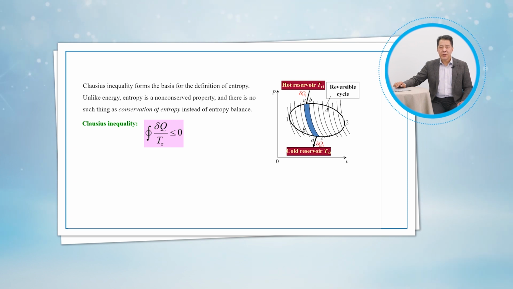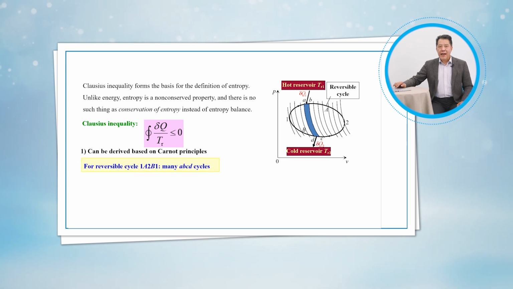Any heat transfer to or from a system can be considered to consist of differential amounts of heat transfer. Then the cyclic integral can be viewed as the sum of all these differential amounts of heat transfer divided by the temperature at the boundary. 1. The Clausius inequality can be derived based on Carnot principles.